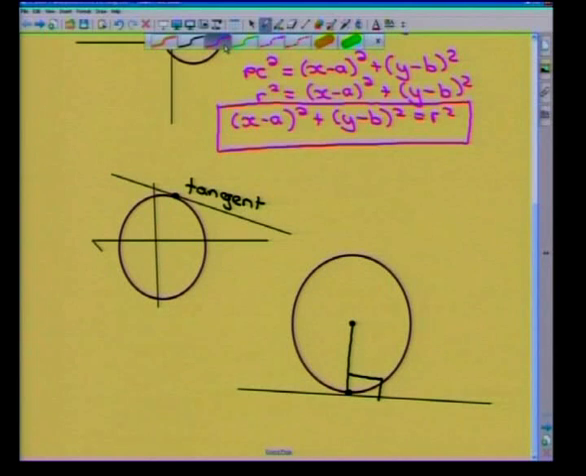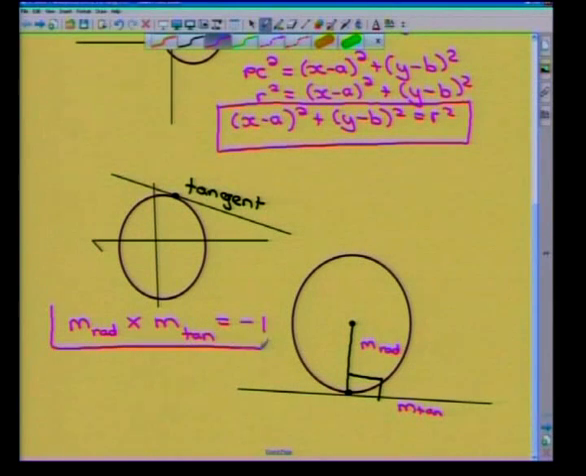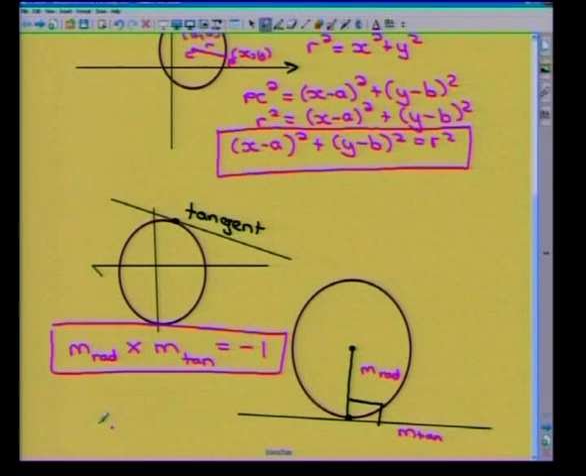In other words, the gradient of the radius and the gradient of the tangent are related to each other by using that formula for perpendicular lines: the gradient of the tangent times the gradient of the radius will equal -1. This is a very important result, and we're going to get to use it a great deal while we work through the questions here in this section.